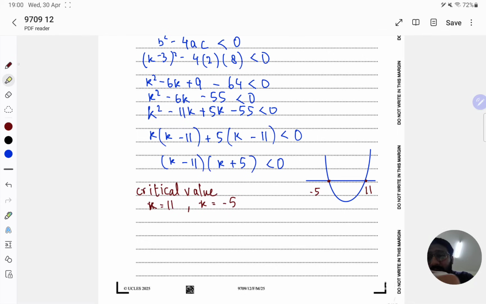And if you could see here, it says that it is less than 0. Less than 0 means the region below the x-axis. So region below the x-axis means that the value for k has to be between minus 5 and 11.